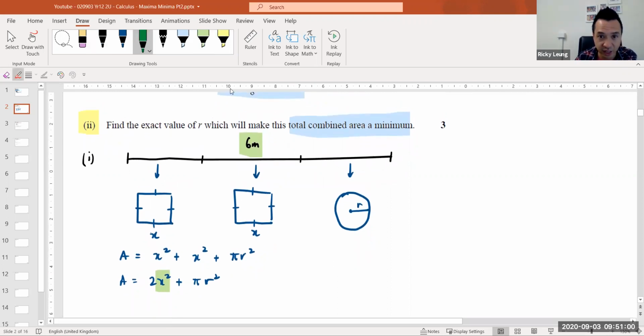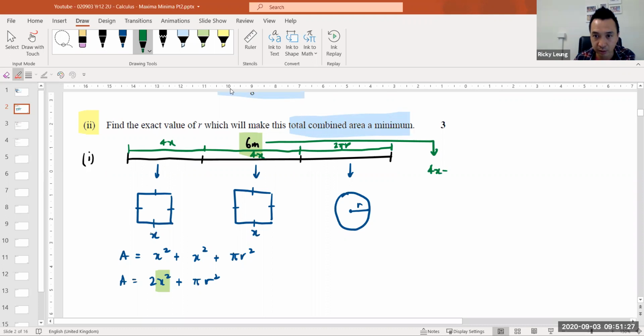If I use this fact over here, I know that if this was x for this side of a square, then wrapping around the perimeter, this length from here to here would be 4x. And same thing here to here, that would be 4x as well. And I know that using my perimeter of a circle, this guy here would be 2 pi r. So then the sum of the three parts, 4x plus 4x plus 2 pi r, is going to give me 6 meters.